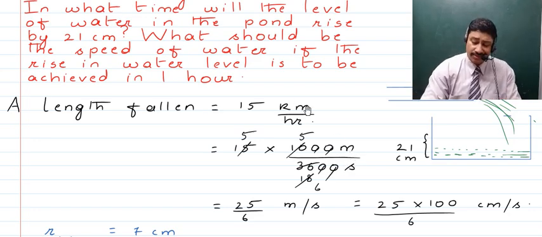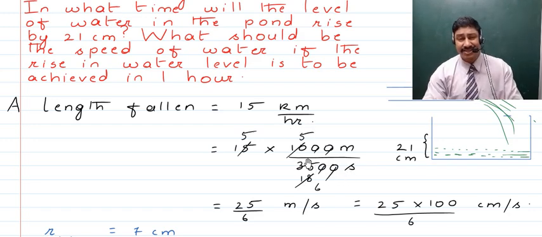So we will convert this to meter per second by converting the kilometers to meters. 1 kilometer is equal to 1000 meters, and we'll convert the hours to seconds. That is, 1 hour is equal to 3600 seconds, as 1 hour is equal to 60 minutes and 1 minute is equal to 60 seconds.